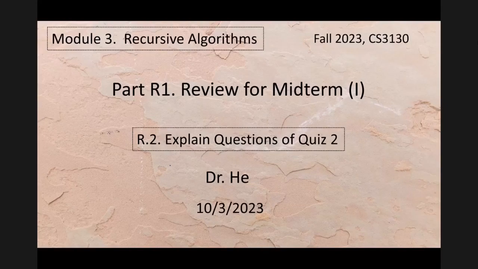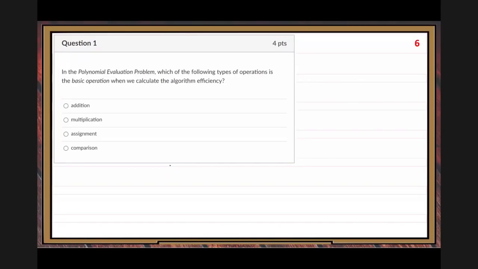All right. Review questions. The first one, in the polynomial evaluation problem, basic operation. Which one? Now, check your understanding of basic operation. Multiplication. Multiplication dominates the addition.